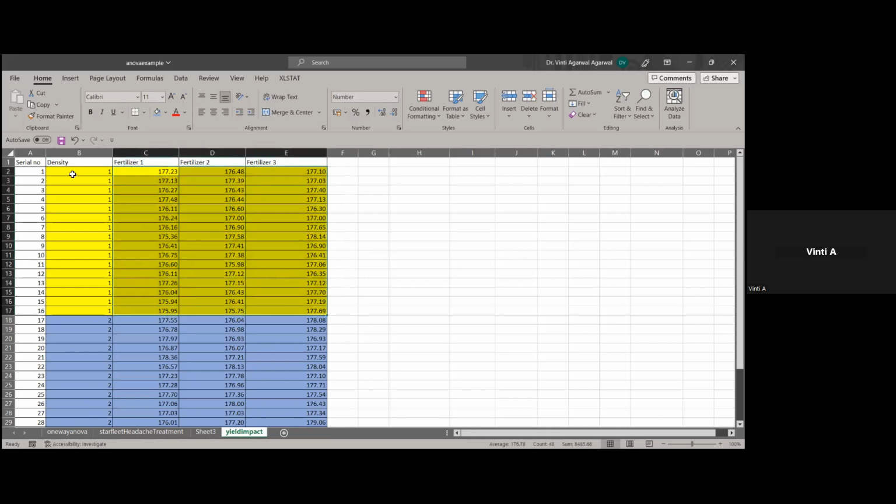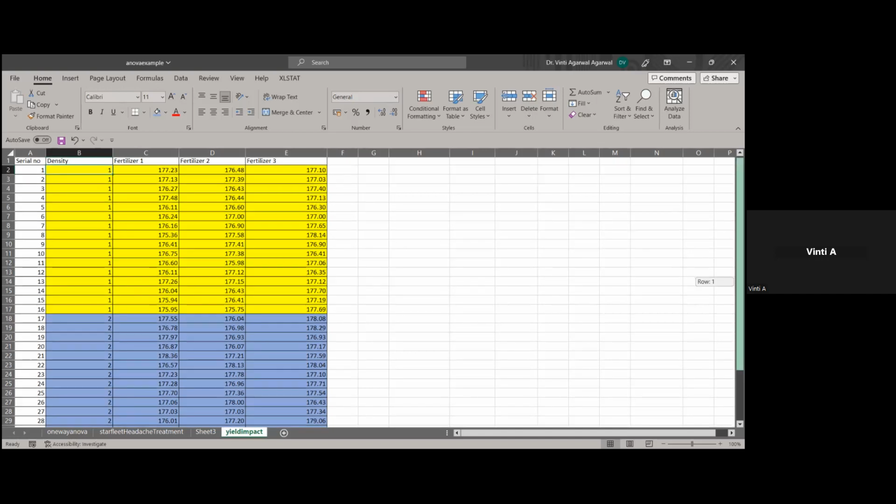Along with that, there is also something called density, right? What is the density of cultivation? Were you having a highly dense cultivation or slightly less? So there were two levels of density. So we had to arrange the data accordingly, right? So there are two factors.